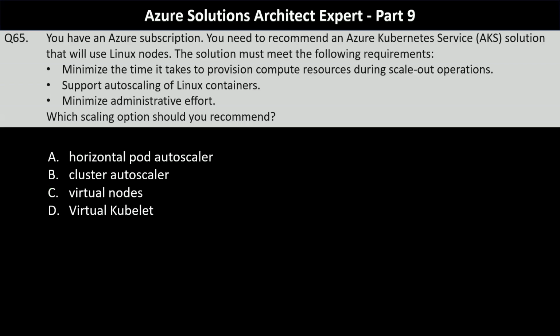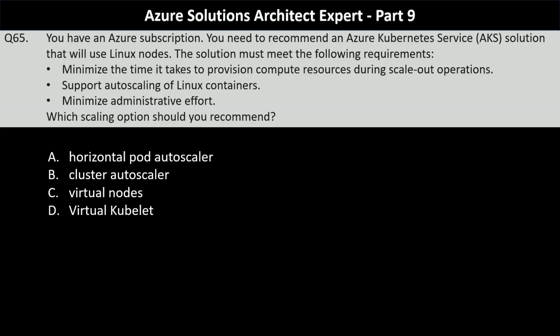Question number 65. You have an Azure subscription. You need to recommend an Azure Kubernetes solution that will use Linux nodes. The solution must meet the following requirements: minimize the time it takes to provision compute resources during scale-out operations, support autoscaling of Linux containers, and minimize administrative effort. Which scaling option should you recommend? Your options are horizontal pod autoscaler, cluster autoscaler, virtual nodes, virtual kubelet.